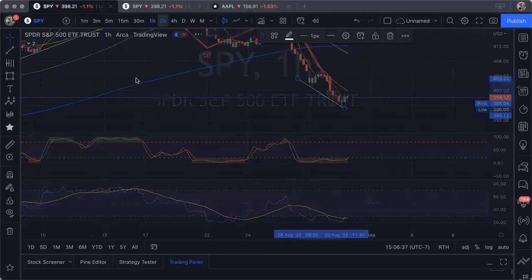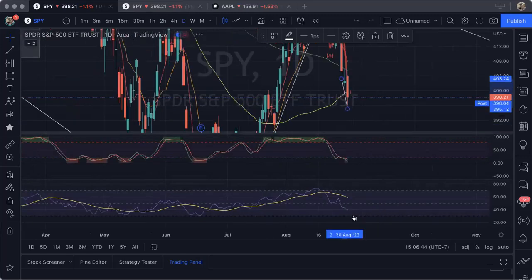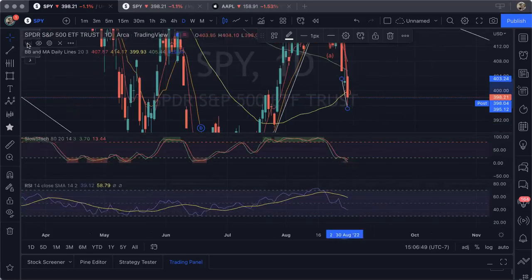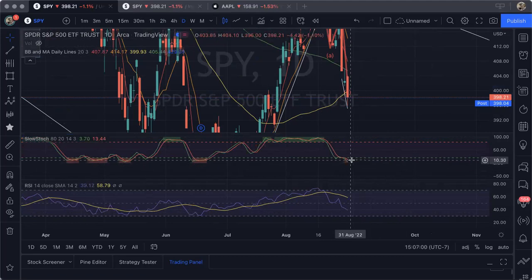2 hour, still similar, right? Not too much that changes from our daily. It just shows, yeah, there's still some room to go down, but the stochastic, here's another thing. If you pull up the actual numbers here, I'm looking on the left over here where the numbers show 3.7 and 13.44. So again, it is quite far down there, even more so than from before.